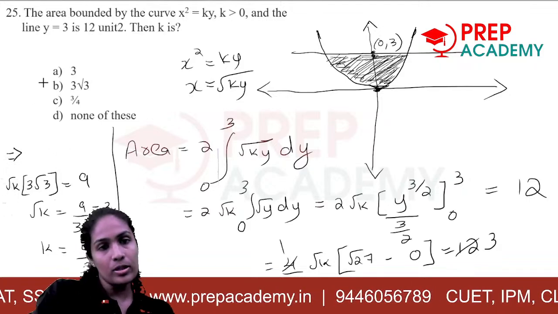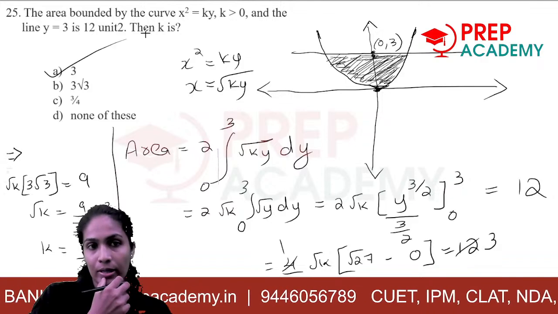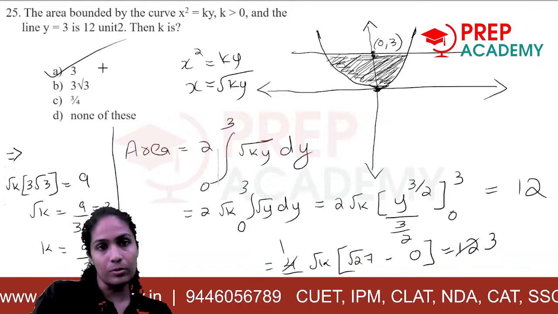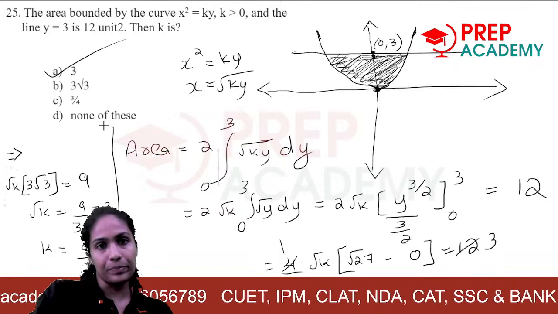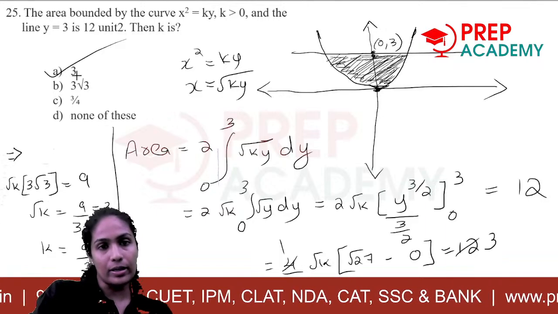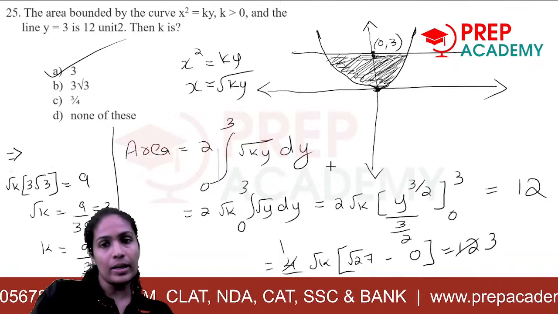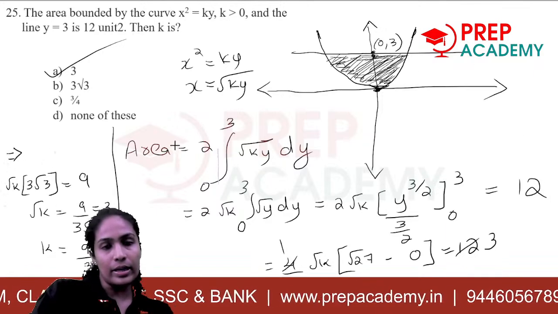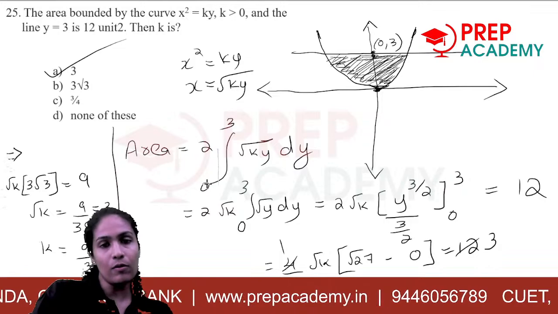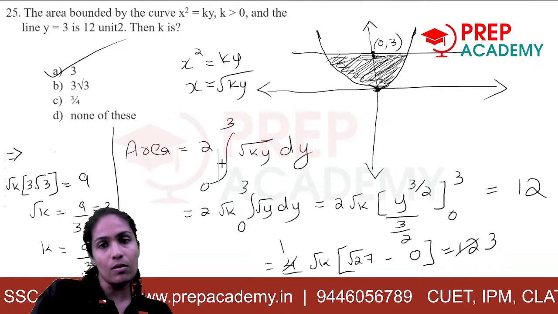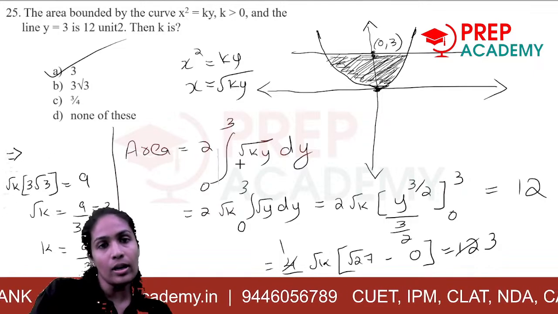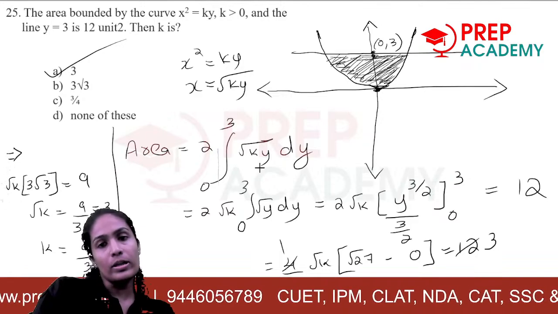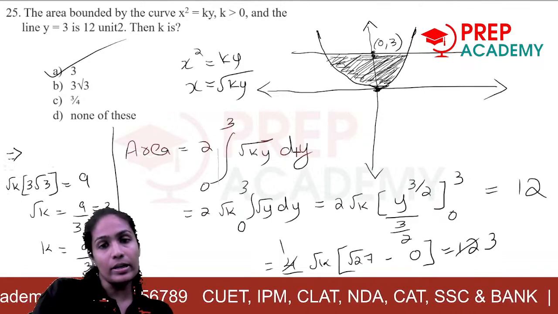The correct option is option A, 3. So k is equal to 3 units. Question is to find the value of k. So k is 3. Here area is given as 12, but according to the diagram, we can directly write the area as 2 into integral of 0 to 3. The limits are of y, so 0 to 3, and the function also in terms of y, that is root ky dy.